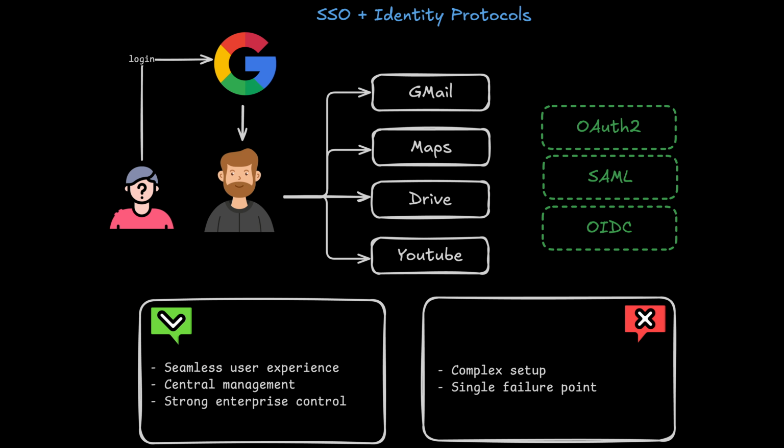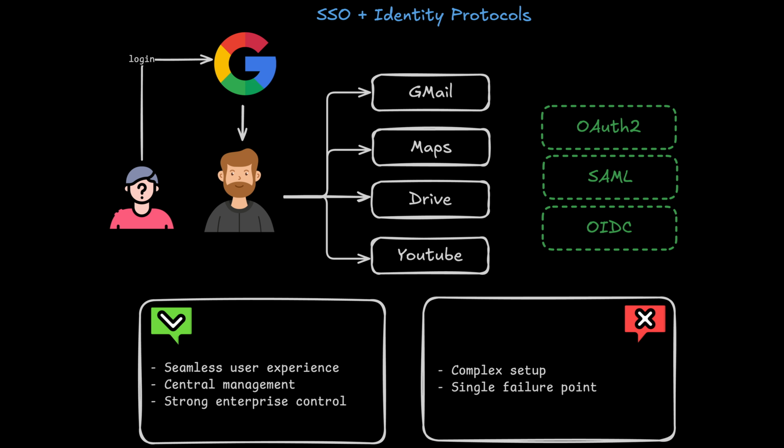Let's look at single sign-on. With SSO, you log in once and gain access to multiple applications. For example, you use your Google account to access Gmail, Maps, Drive, YouTube, and many other services Google provides, but you only have to log in once. It usually uses OAuth2, SAML, or OpenID Connect under the hood, which are identity protocols.